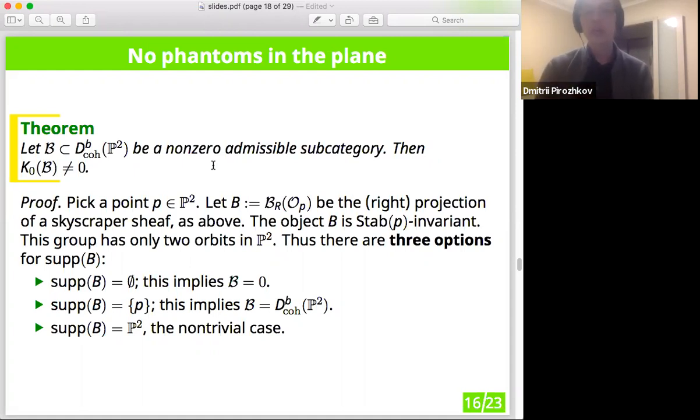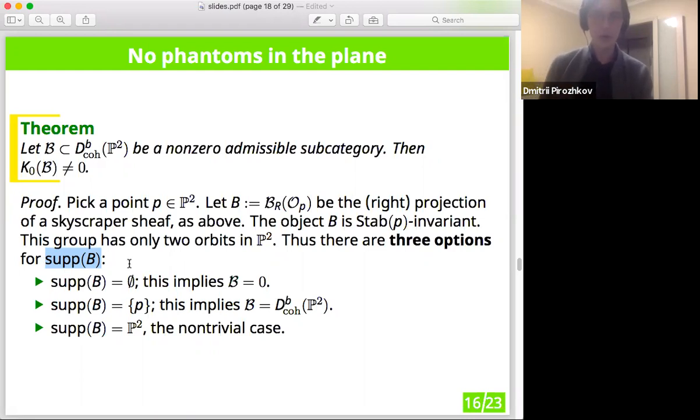So pick some point P, take B to be the projection of the skyscraper, and looking at this projection of the skyscraper is a reasonable tool to study admissible subcategories in P2 by the lemma above, which among other things proves that the object B is invariant under this large group of automorphisms of P2 which stabilize the point. Because the skyscraper sheaf was invariant under this group, so the projection is as well. Now, this group has only two orbits, just the point and everything else. And so there are three possible options for the support of B. Now here, support is just a set-theoretical notion, so a union of set-theoretical supports of all cohomology sheaves.